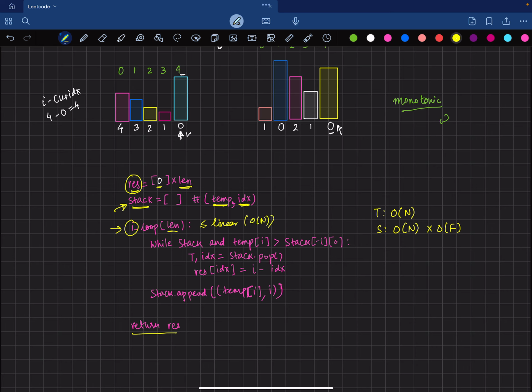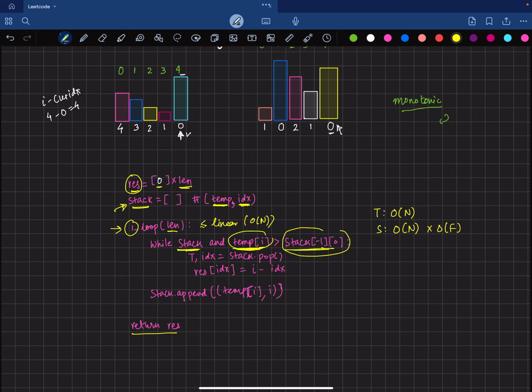Now within the loop, the first thing I ask is, hey, does my stack exist? If my stack exists, I ask, is the current temperature that I'm looking at greater than the temperature on the top of the stack? It is something similar to this. Is the current temperature greater than the temperature on the top of the stack, which is this? The answer is yes, so pop this, and keep on popping all those previous elements as well. That is what we are doing.